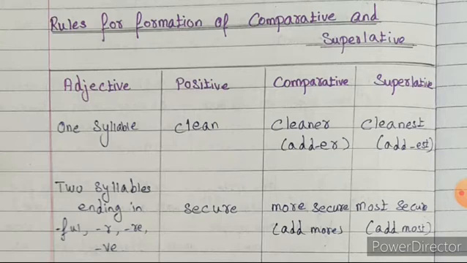Two syllables ending in ful, or, re or ve. There we have to add more for the comparative degree and most for the superlative degree. Secure is in the positive degree. Secure, it is a two syllable word. Pronounce it, children. If it is a two syllable word ending in e, here it ends in e. So for the comparative degree we have to add more. So more secure. For the superlative degree we have to add most. So most secure. Secure, more secure, and then most secure.